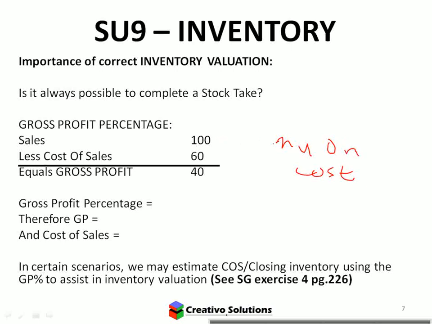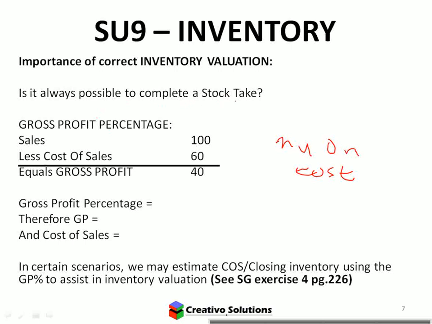Okay, markup on cost, then you would have to calculate the gross profit. You can go backwards and forwards in terms of the equation. If you've got a markup, you can work out the gross profit. If you've got a selling price and cost price, you can work backwards.